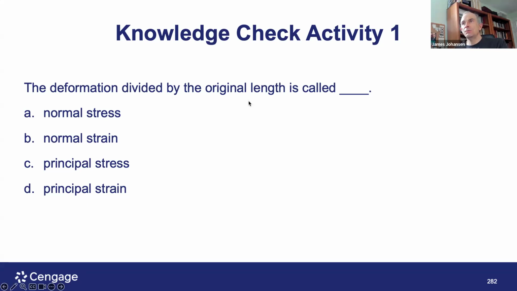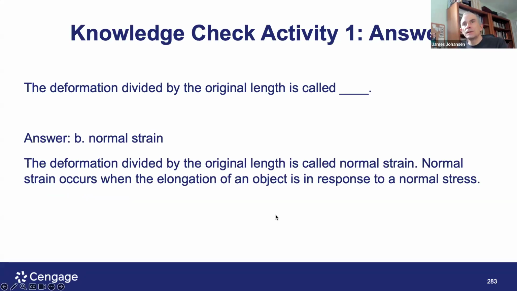So the deformation divided by the original length is called what? Anyone want to take a guess on this one? I'll give you a clue. Stress is going to be reversible, strain is going to be permanent. Anybody have a guess what that might be the answer for this? Strain, okay, good. So normal strain is correct. So the deformation divided by the original length is called the normal strain. Normal strain occurs when the elongation of an object is a response to a normal stress.